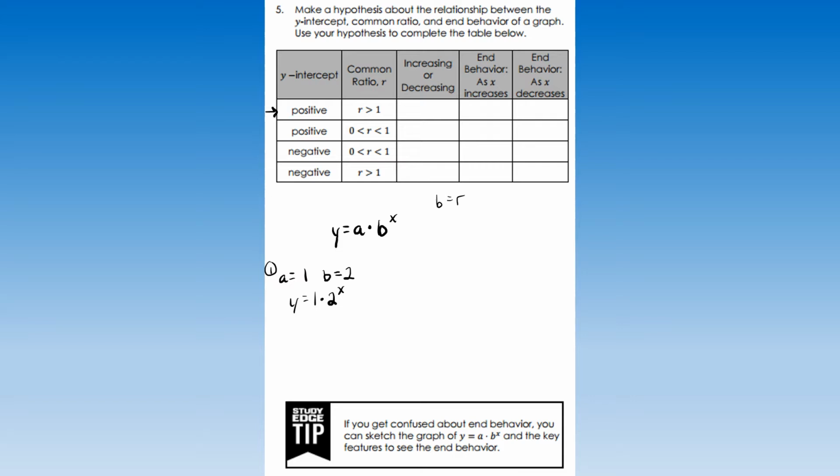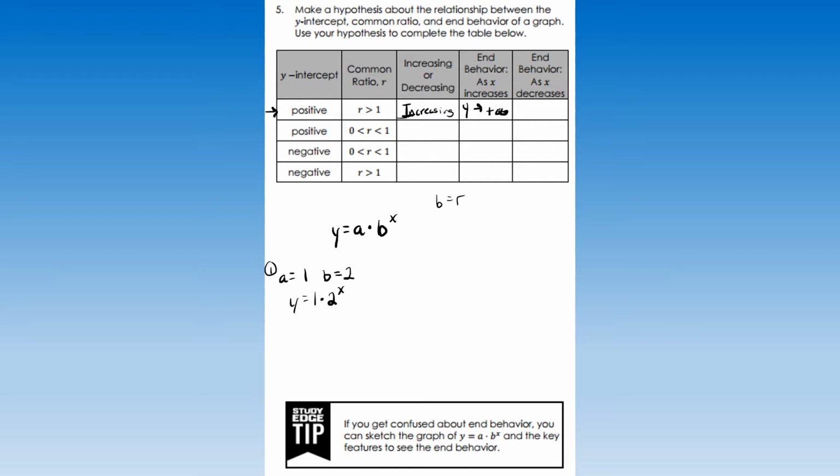Well, what was happening with the graph? The graph itself was increasing. As we moved from left to right, the graph was getting bigger. It was moving up, right? What was happening as we moved along the x-axis? Well, the whole graph was increasing, so as x was getting bigger, the y value was also increasing towards positive infinity.